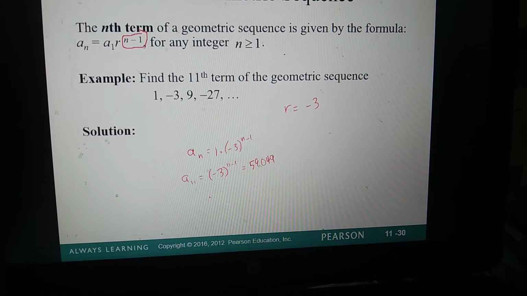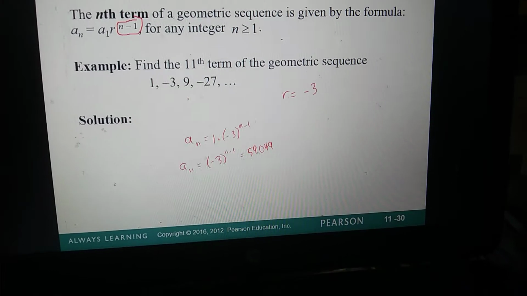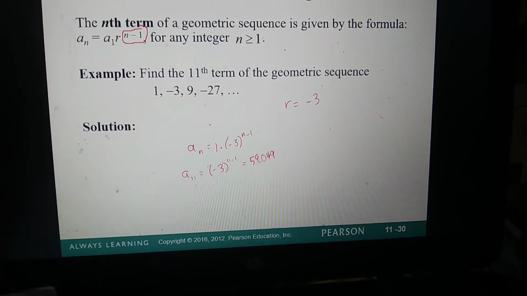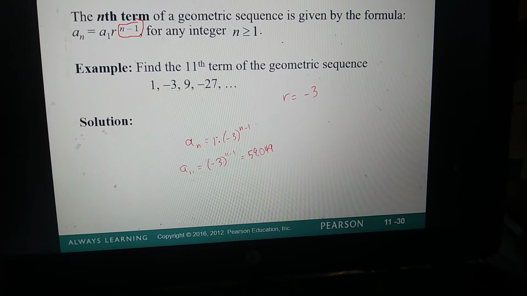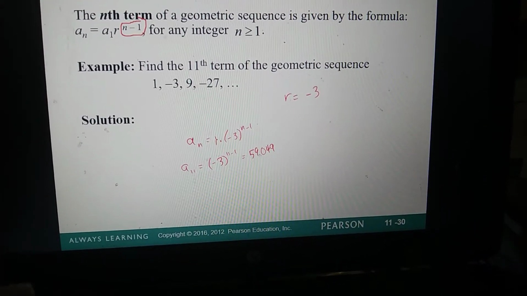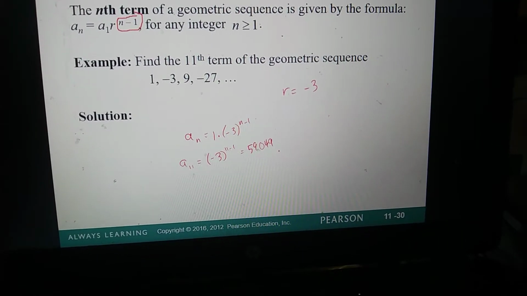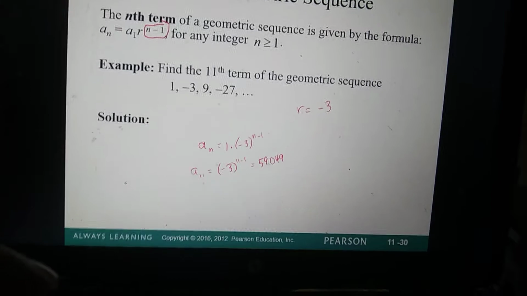So find the 11th term. All we're doing is plugging it in. We look at this and say, okay, what is our common ratio? It's negative 3. So we can plug it into that formula. The first term was 1. So we have 1 times negative 3 to the n minus 1. And when we plug it into the formula, we get a nice big number.